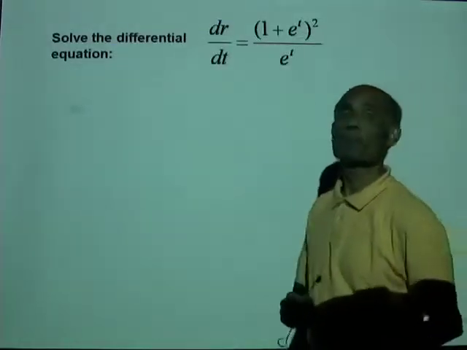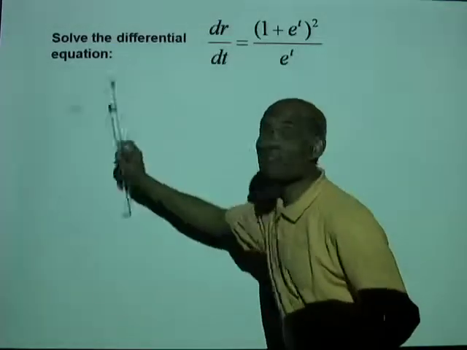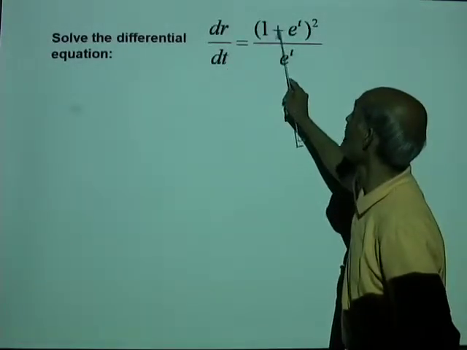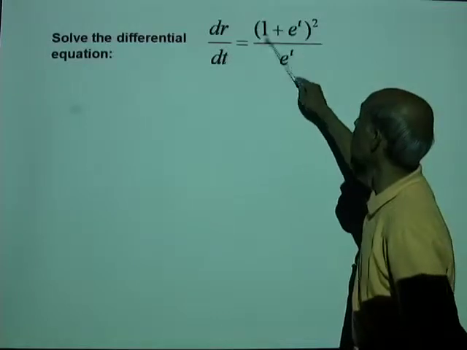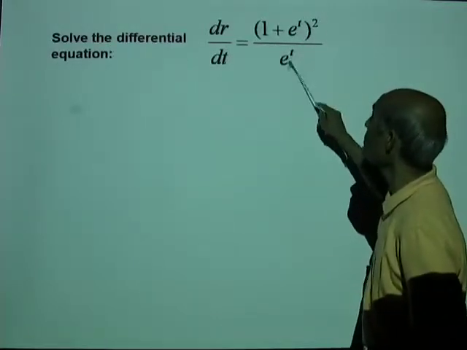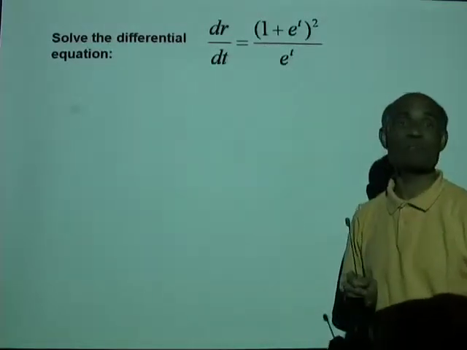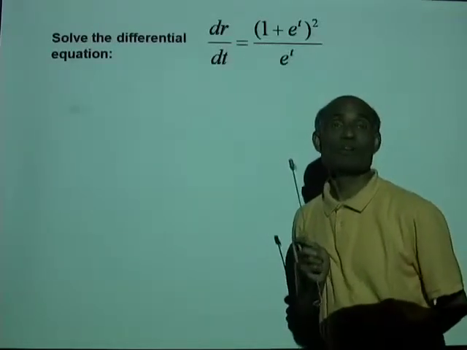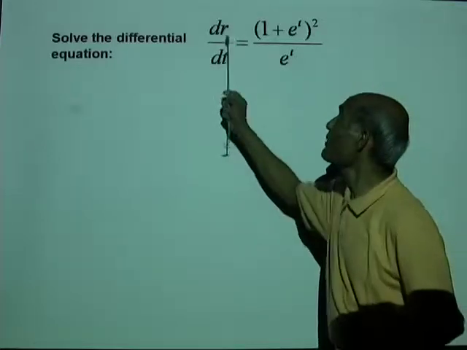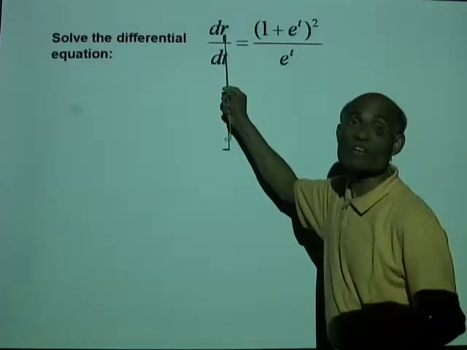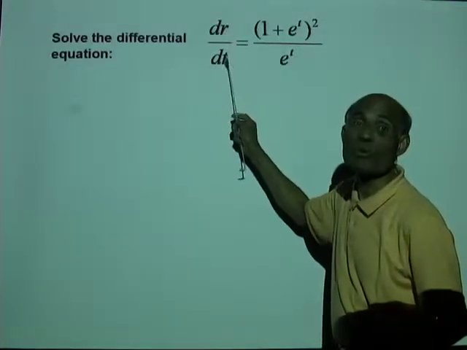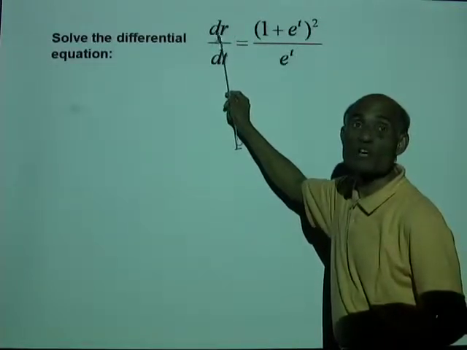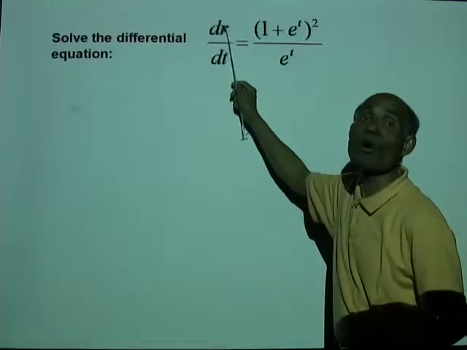Okay, another one. Solve the differential equation dr by dt equal to 1 plus e to the power of t all to the power of 2 over e to the power of t. We have done questions like this before. When you want to solve a differential equation, you can see r is the dependent variable and t is the independent variable. Solving the differential equation means solve for r.